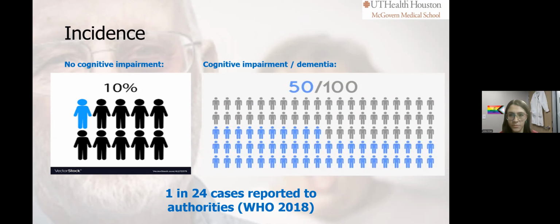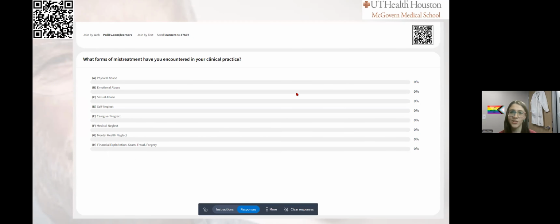So it behooves us to one, screen for cognitive impairment because that's an important risk factor, but two, to ask these questions specifically. So we'll talk a little bit more about what we should be doing soon. But first, we kind of got to learn what we think we're seeing. And so this is where the poll everywhere can come in handy.